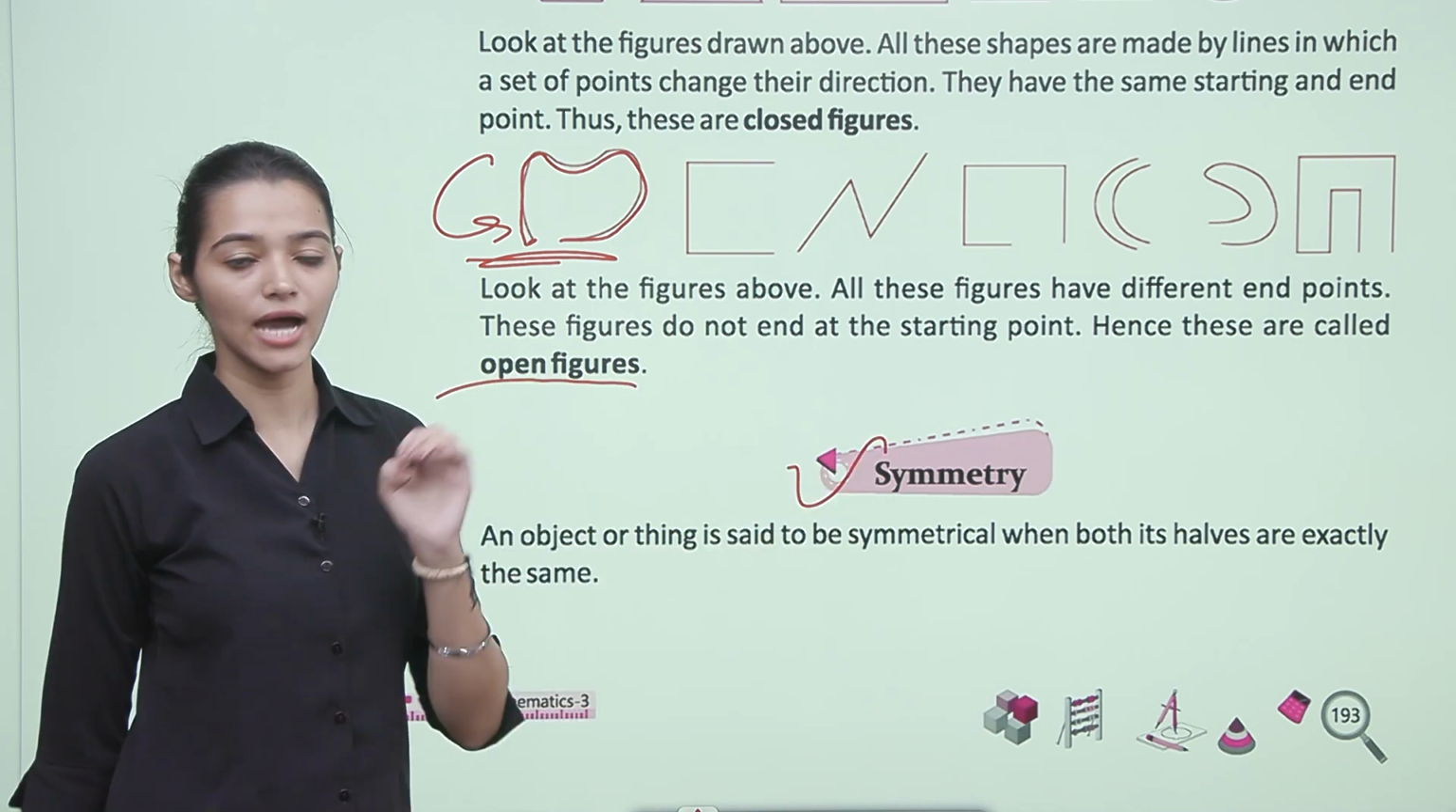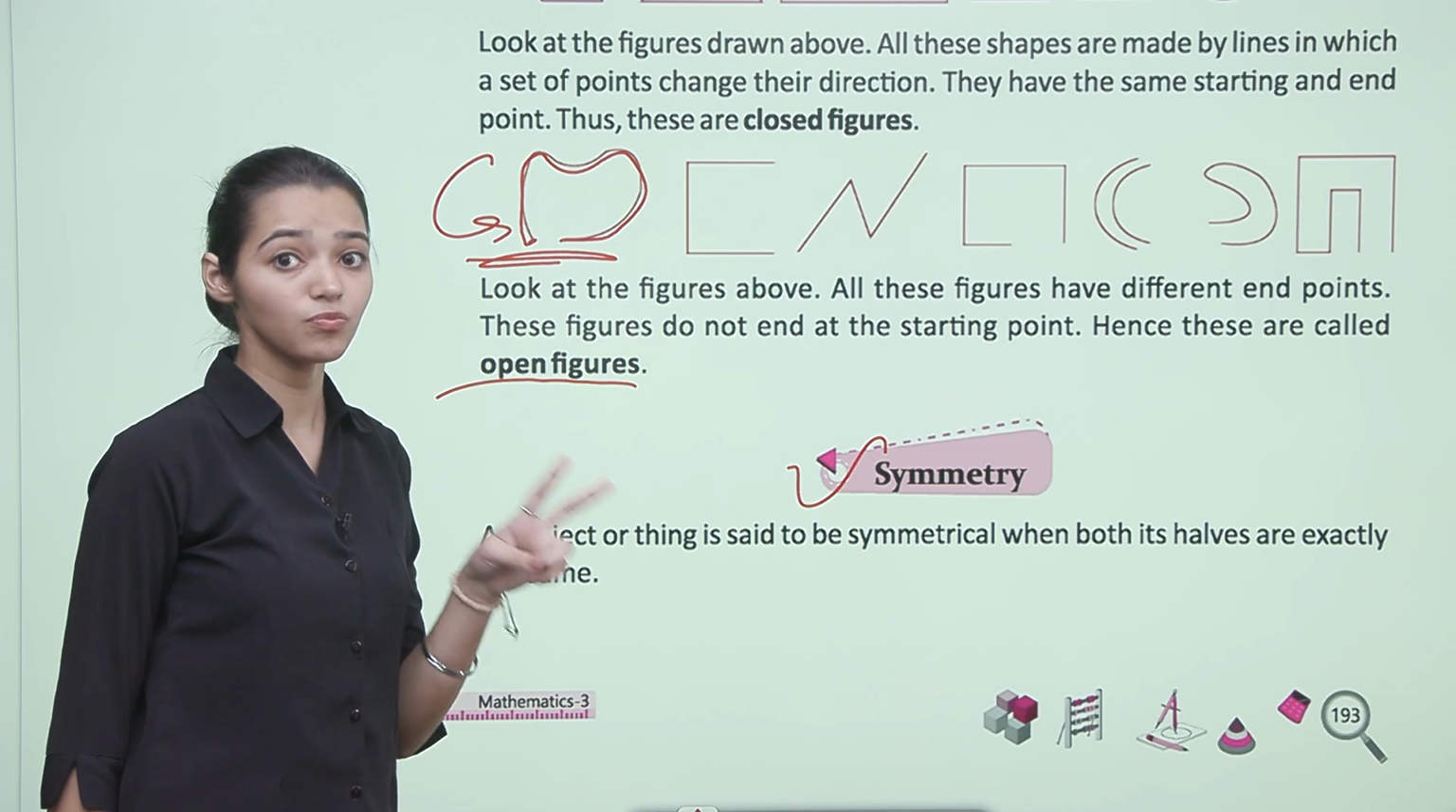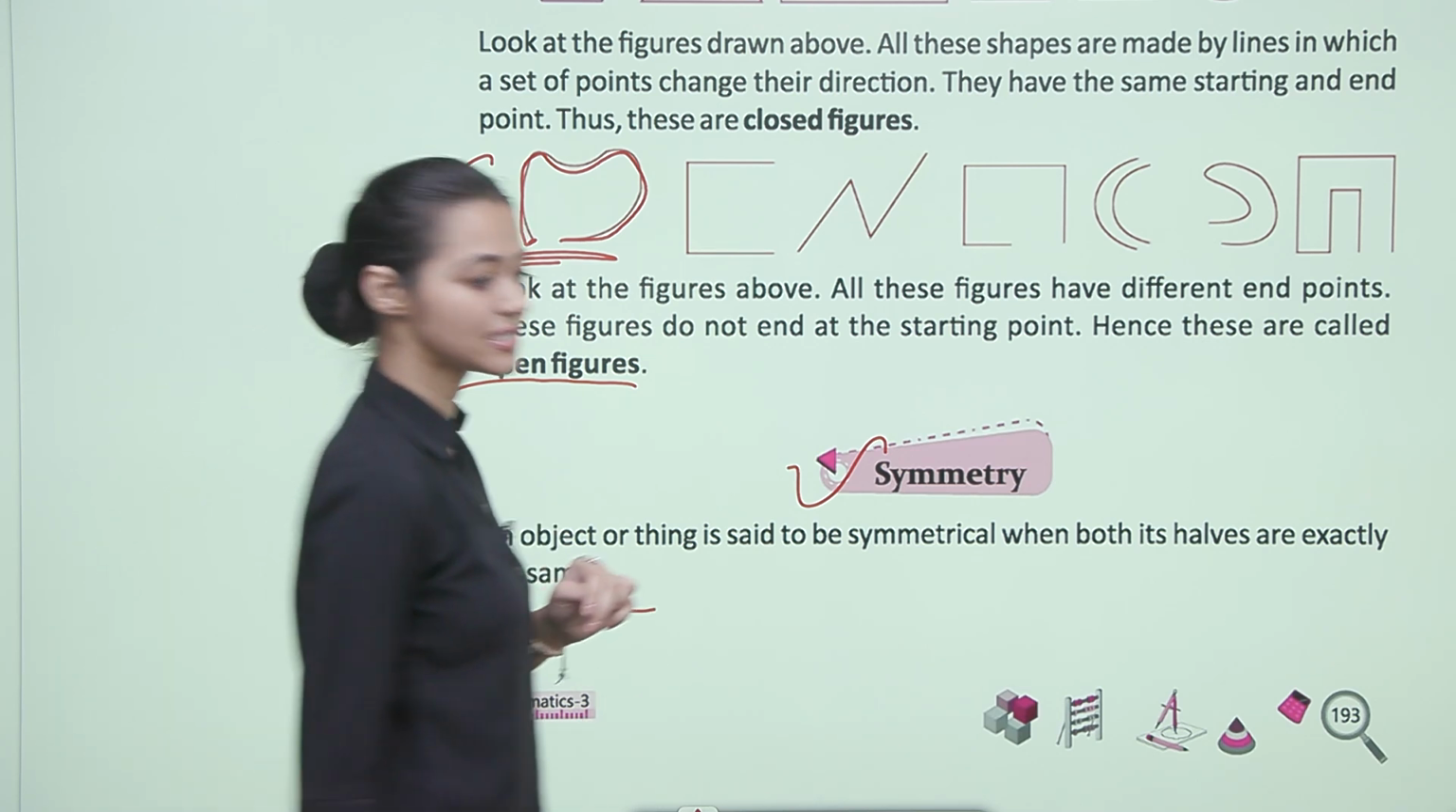Next is our symmetry. An object or thing is said to be symmetrical if both its halves are exactly the same.